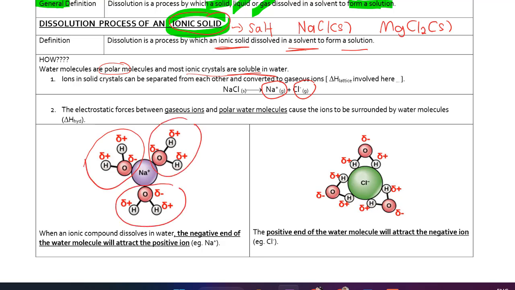So here you have Na surrounded by water molecules. From gaseous state, it will transform to aqueous state. The same goes for Cl minus, surrounded by water molecules. The difference is that Na will connect to the O from water, while Cl will connect to the H from water.